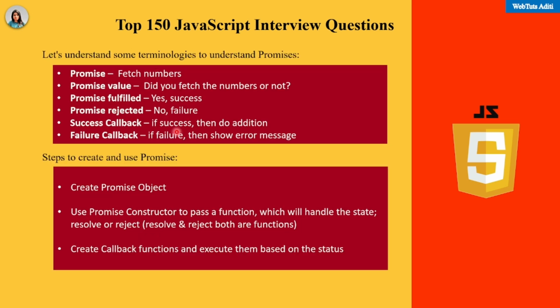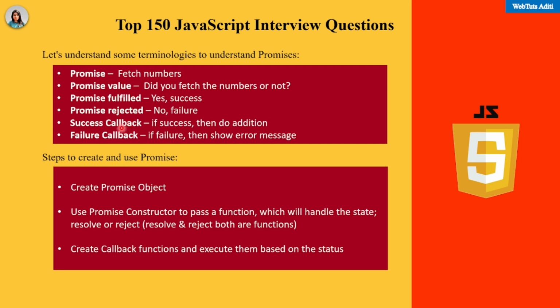Okay, now let's understand some terminologies to understand promises. Okay, so first one is a promise. What is a promise? It is a task like fetching the items to bake the cake. That is the promise. Okay, and what is the promise value? The value is, did you fetch the items or not? That is the value. And what is fulfilled? It is a state. So it is yes if it's a success and no if it's a failure. Okay. Then comes the success callback. So if the promise is fulfilled, then this callback function should work.